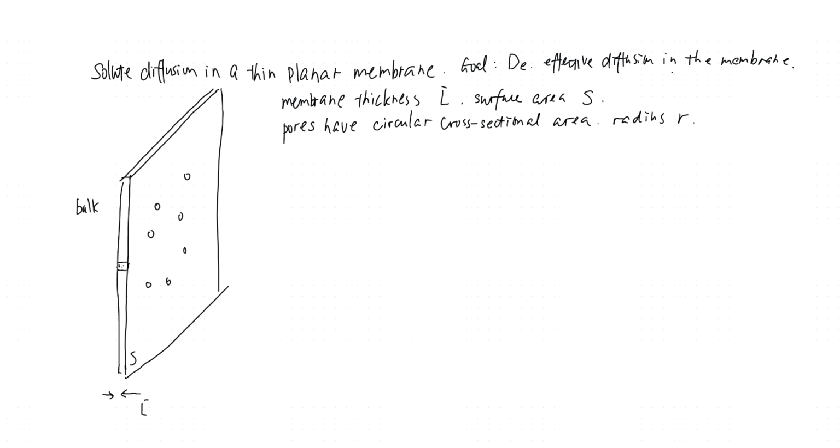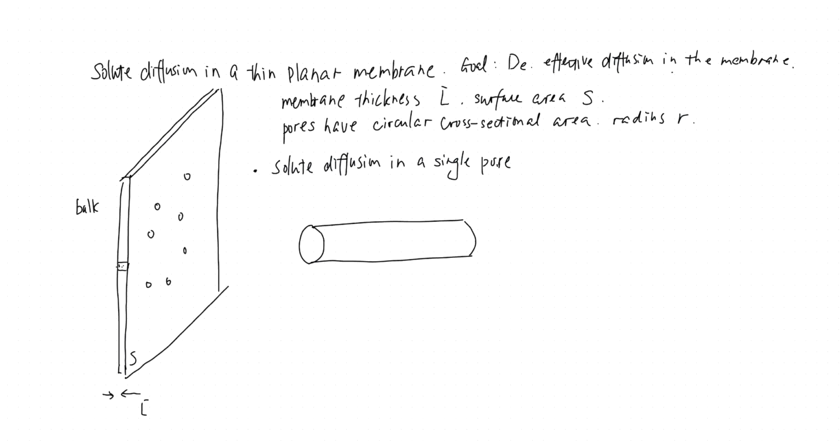In order to get the effective diffusion coefficient in the membrane, let's divide the process into multiple steps. First, let's consider solute diffusion in a single pore, not the membrane. In a single pore, that means we zoom in on a pore.